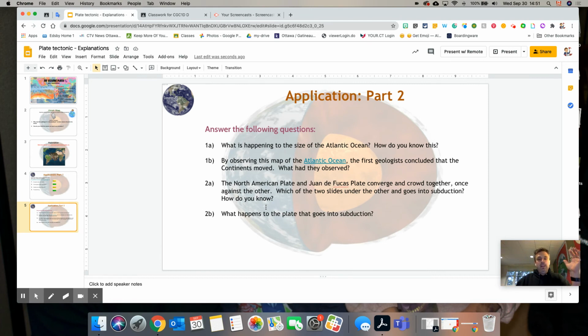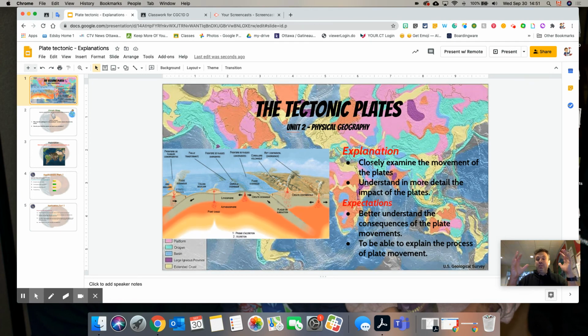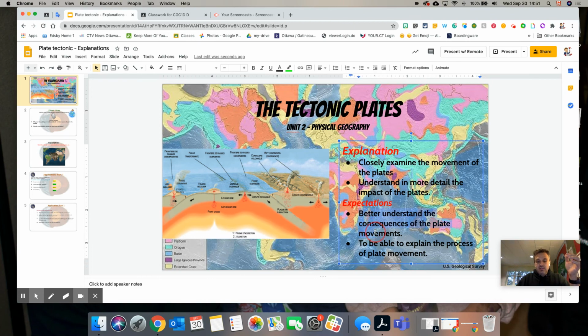So we're looking at plate tectonics. We're looking at what that looks like, what they do, and every movement that a plate makes. Divergent and convergent plate movement have different effects, and they'll have different impacts on our physical landscape, and that's what we need to do. If we look at these expectations, essentially, we want to better understand the consequences of these plates, and to better understand them, we need to know what they are. And then to be able to explain the process as well.